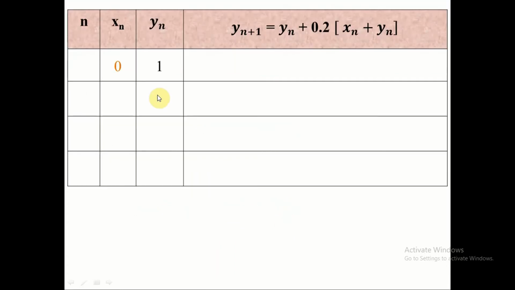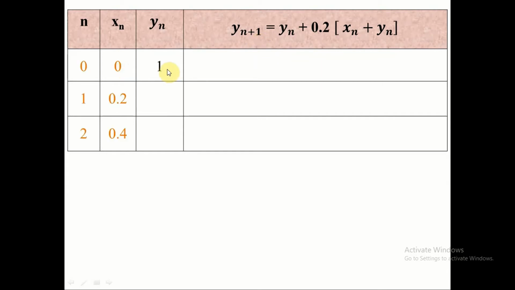Now let us make a table containing the columns n, xn, yn and yn plus 1. The given initial condition is y of 0 equal to 1. So we write 0 and 1 here. Step size is 0.2, so adding 0.2 we get 0.2. Again adding 0.2 we get 0.4. In our question we need to find y of 0.2 and y of 0.4, so we can stop here.